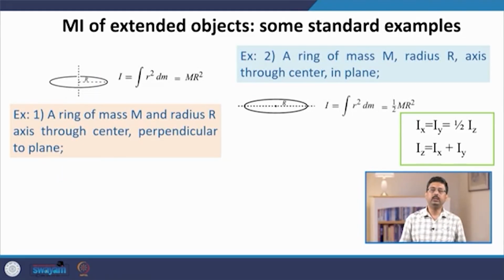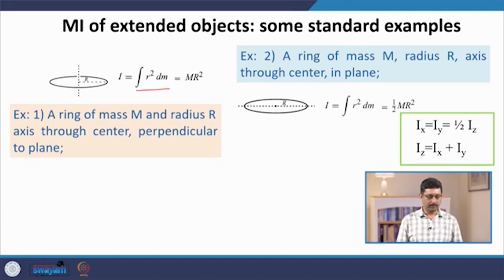Now, we are going to take several examples, some of the standard examples. What do I mean by standard examples? It means that we are going to take simple geometrical objects, simple shapes like a line or circle and so on, and in this case we can easily calculate this integral, and hence we know the expression of the moment of inertia.